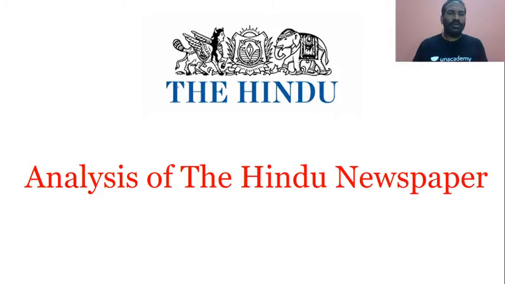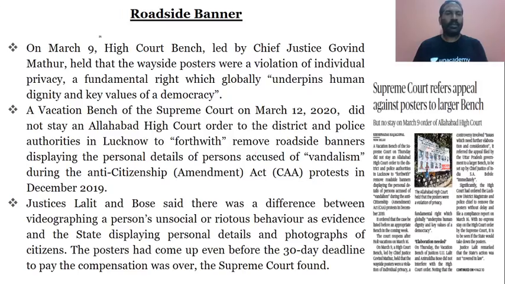And then we would get into the topic, that is the analysis of the Hindu newspaper. Today we have a news which talks about the Supreme Court referring the appeal against posters to a larger bench. That means there was a verdict or a judgment which has been given, and now again it has been pleaded in the Supreme Court, and the Supreme Court is saying that it would refer it to the larger bench.